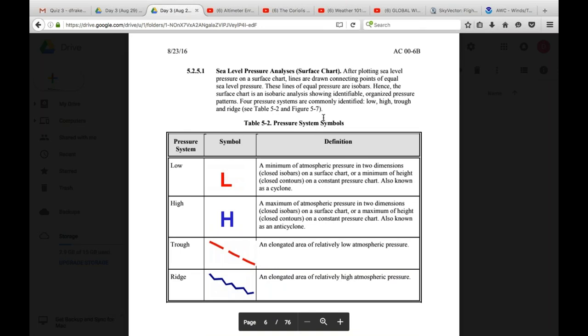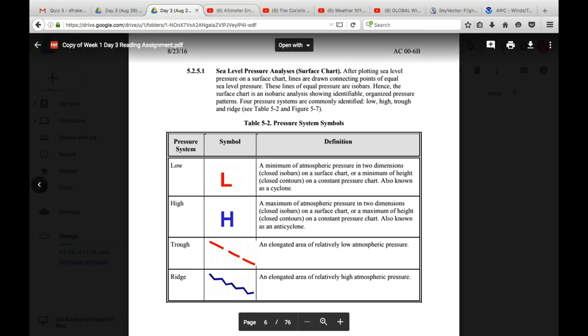Sea level pressure analysis, so a surface chart. After plotting sea level pressure on a surface chart, lines are drawn connecting points of equal sea level pressure. These lines of equal pressure are isobars. Hence, a surface chart is an isobaric analysis showing identifiable organized pressure patterns. Four pressure systems are commonly identified: low, high, trough, and ridge. I'll actually pull one of these up here in a minute.